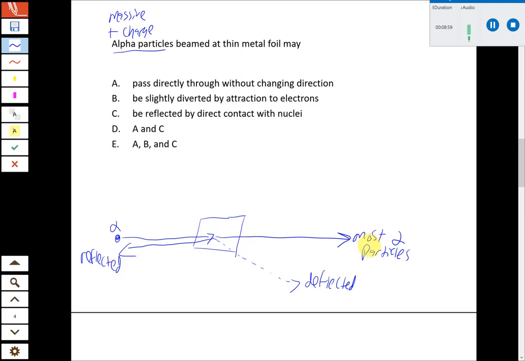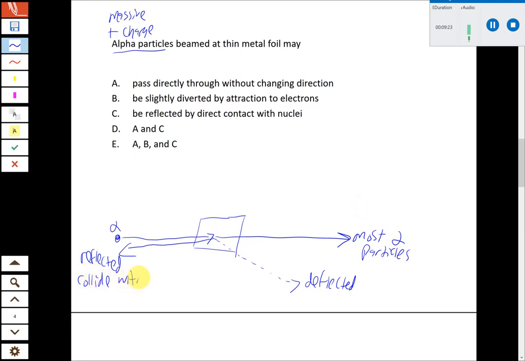They can either pass straight through, which is what most of them do. They can be deflected at a small angle, meaning their path is going to be altered a little bit, or they can completely bounce back towards where they started. And this part I probably didn't explain as well in class as I could have, but basically the ones that pass through, they pass through because they don't collide with anything. The ones that are reflected are going to be the ones that collide with the nucleus.